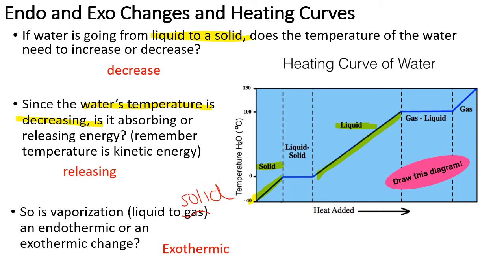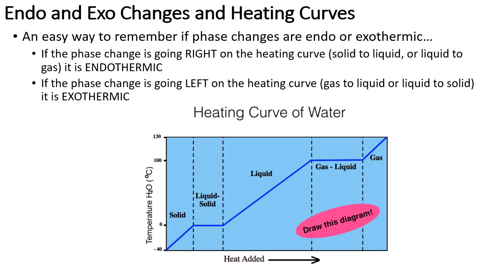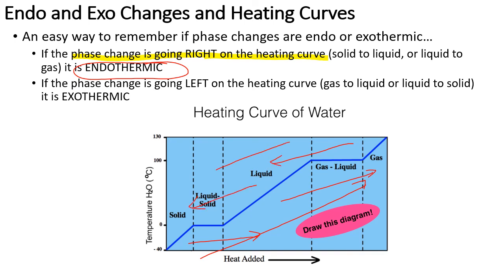And just thinking about those two questions can help you figure out what any phase change is. What's happening to the temperature? Is it going up or going down? So is it absorbing or releasing? Another easy way to remember it is whenever you're looking at a heating curve, if the phase change is going to the right on the heating curve, like it's going from a solid to a liquid, liquid to a gas, solid to a gas, it's going right. It's an endothermic change. If it's going to the left, like a gas to a liquid, or liquid to solid, gas to solid, then it is an exothermic change, and it's releasing energy.